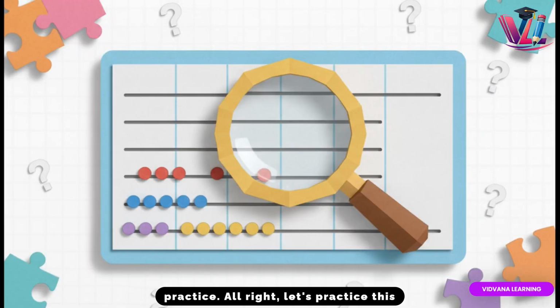All right, let's practice this together. Question 1. What is the value of the 5 in 458? Think about it for a second. Got it? It's 50 because that 5 is sitting right in the tens place. Question 2. What's the value of the 7 in 972? Take a guess. Yep, it's 70 because the 7 is also in the tens place.